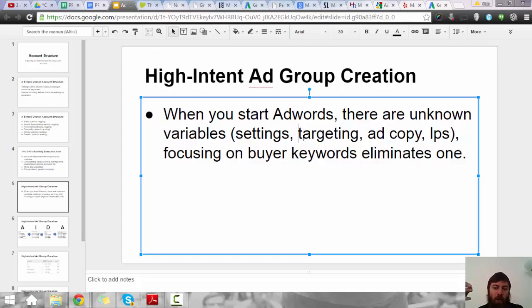Or for instance, with a lawyer, if they're searching for New Jersey personal injury lawyer, we know our targeting isn't the problem. It's obvious. If they're searching for a personal injury lawyer in New Jersey, Giovanni is a personal injury lawyer in New Jersey, so there's no disconnect there.